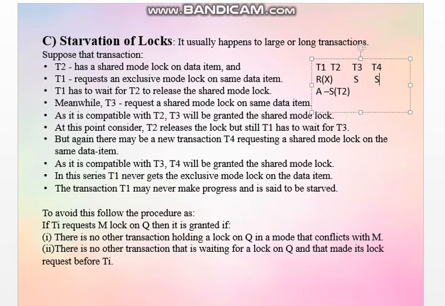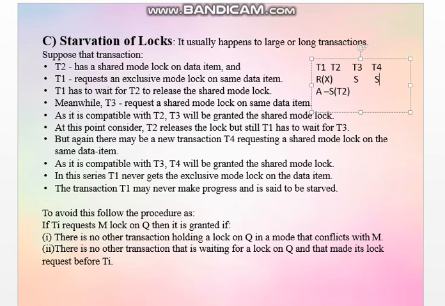As we know, shared and shared is compatible. So the T4 transaction also has immediate access to the data item A. T4 is compatible with T3 because it is a shared lock, and T4 also wants the shared lock. So T4 will have access to the data item A. Now within this situation, if you pay attention, T1 never gets the data item because T1 wants the exclusive lock. T1 has to wait. So there is no progression in T1 transaction, and we say that T1 is starved.